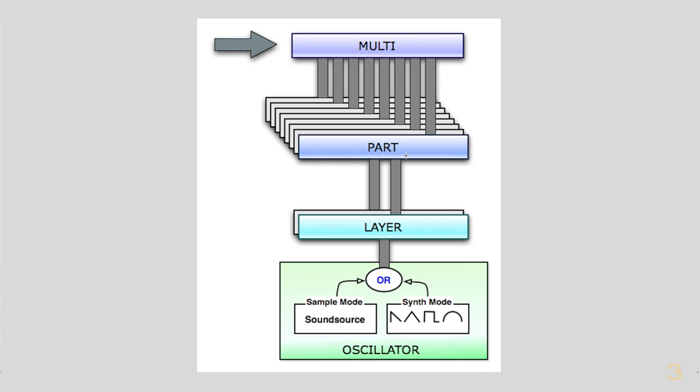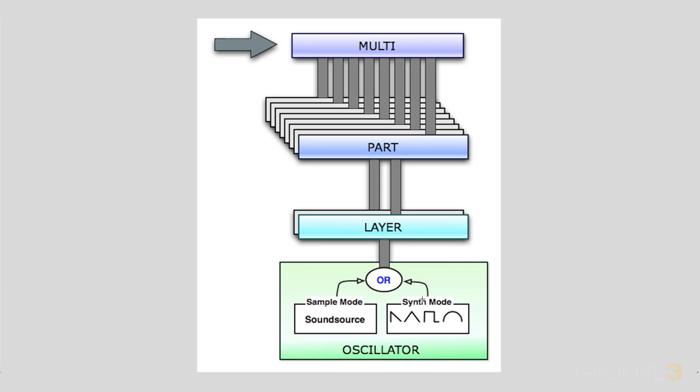Now, the parts themselves can be split into layers. Each part has 2 layers, and we call them layer A and layer B, and each layer has its own complete, unique set of synthesis controls. Each layer has its own polyphonic oscillator as its main basic sound generating source, and you can use it in one of 2 modes, either in sample mode, where we use sound sources, or in a synth oscillator mode, which uses raw waveforms to generate the sound.